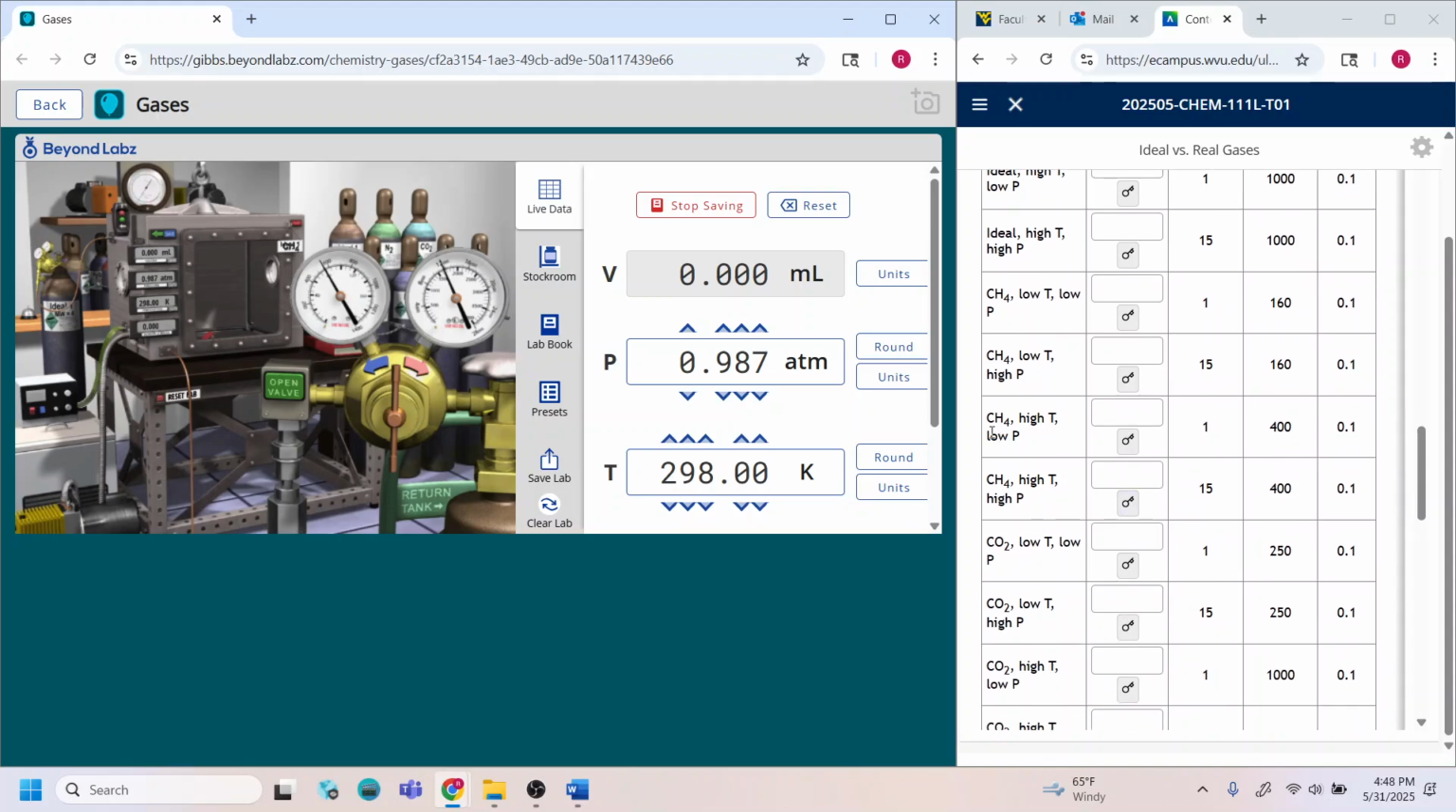We're going to do the same thing for the methane. I think you got the point. We're going to change the temperature, change the pressure, record the volume. After you're done with that, you're going to return your tank and move to carbon dioxide.